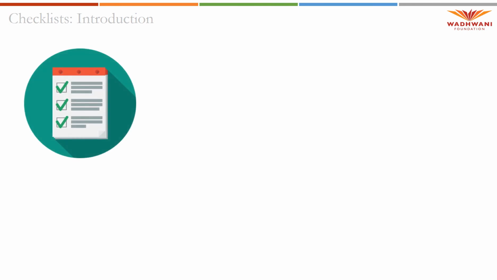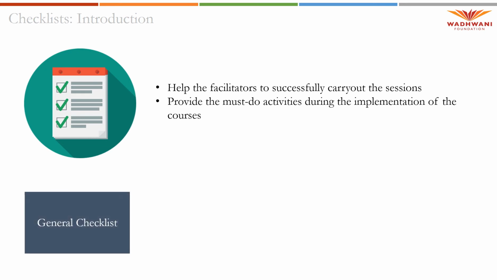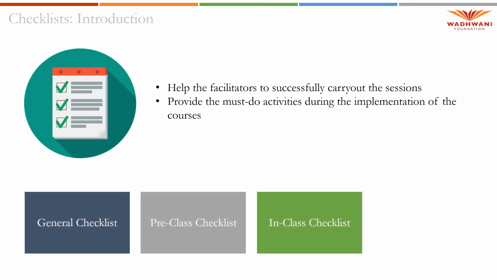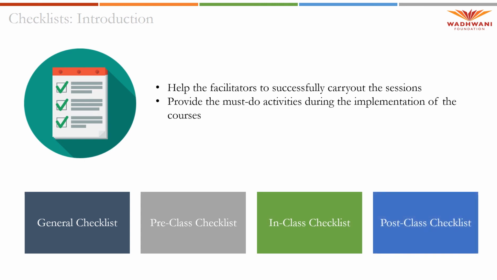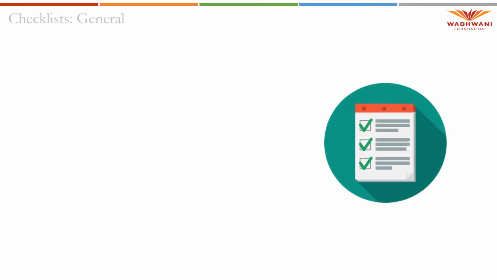Here are a few checklists that will help the facilitators to successfully carry out the sessions. These provide the must-do activities during the implementation of the courses. The checklists include general checklist, pre-class checklist, in-class checklist, and a post-class checklist. First is a general checklist.